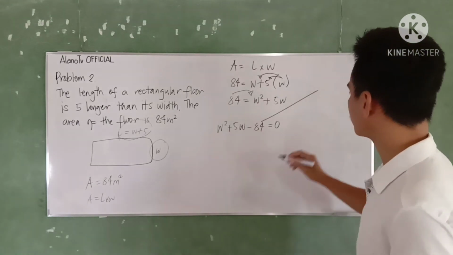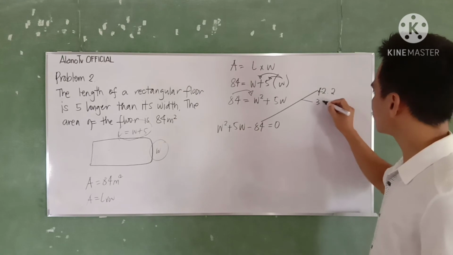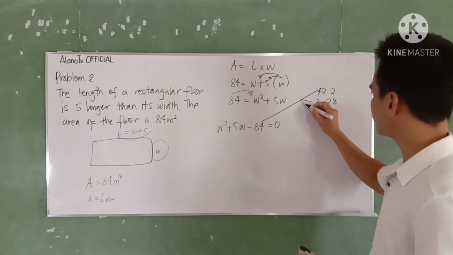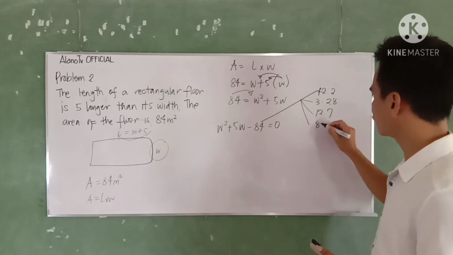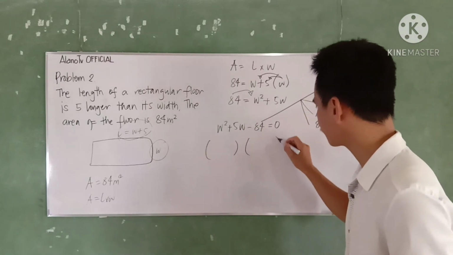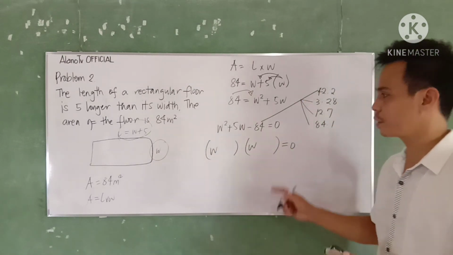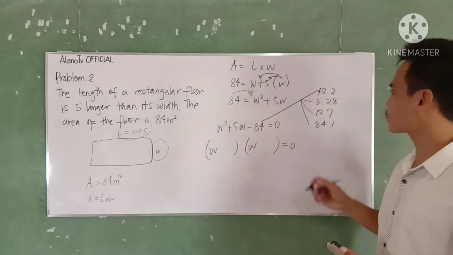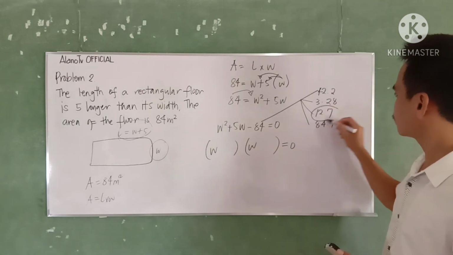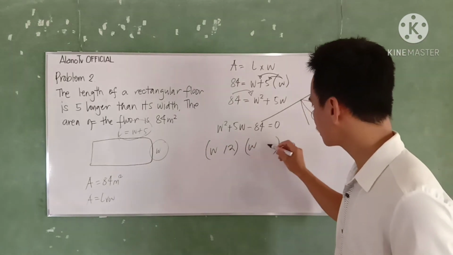So let's find the factors of 84. The factors of 84 are 42 and 2, 3 and 28, 12 and 7, and 84 and 1. So there we have it, our factors, guys. So, gagawa lang tayo dito ng parentheses, equal to 0. So this is W. How to determine the factor is by looking at your linear part. So tingnan natin dyan kung saan yung pag ina-add or sinusubtract natin, lalabas yung 5. So when we subtract, lalabas 5. 12 minus 7 is 5. So therefore, this is 12 and 7.